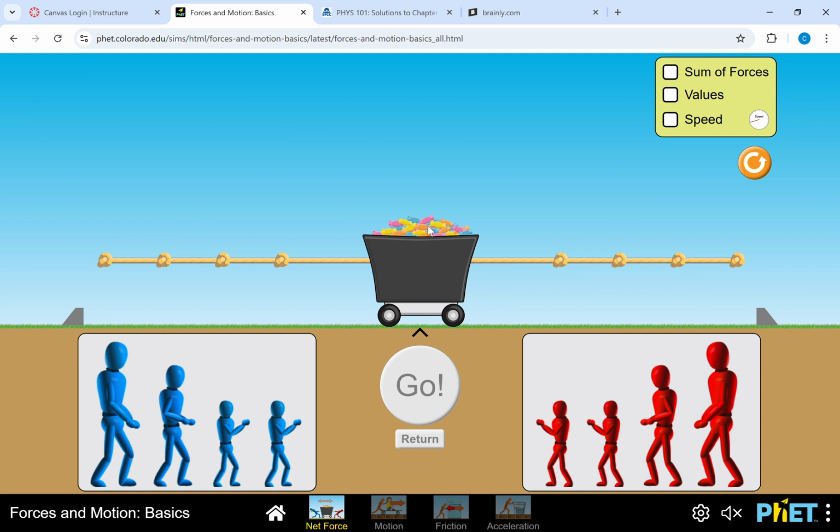We chose the simulation that teaches the basics of force and motion, specifically net force. At its core, it is an important simulation that teaches about the fundamentals of Newton's first and second laws of motion.